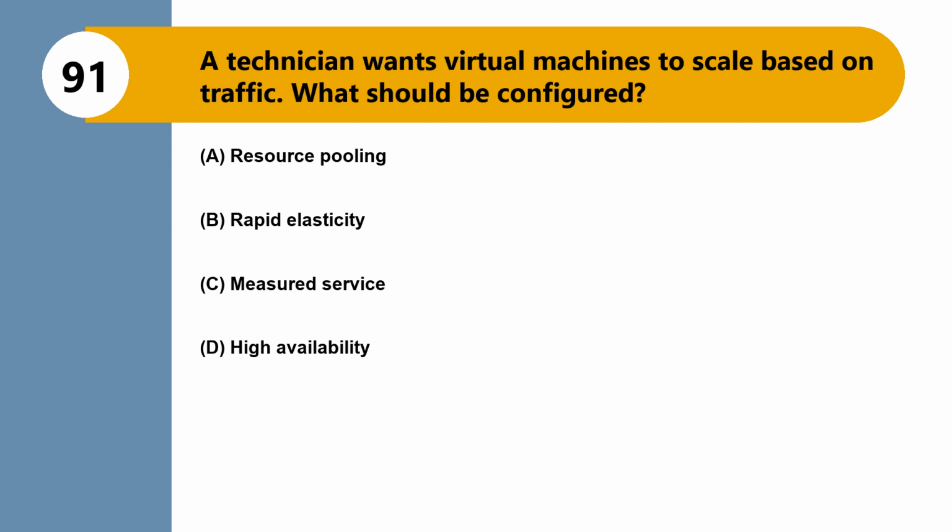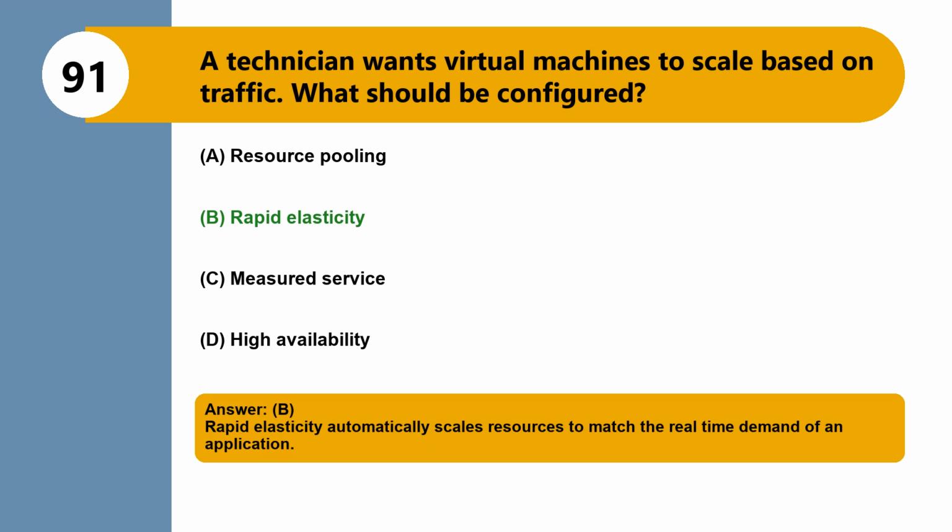Question 91. A technician wants virtual machines to scale based on traffic. What should be configured? Option A, resource pooling. Option B, rapid elasticity. Option C, measured service. Option D, high availability. The correct answer is option B, rapid elasticity. Rapid elasticity automatically scales resources to match the real-time demand of an application.